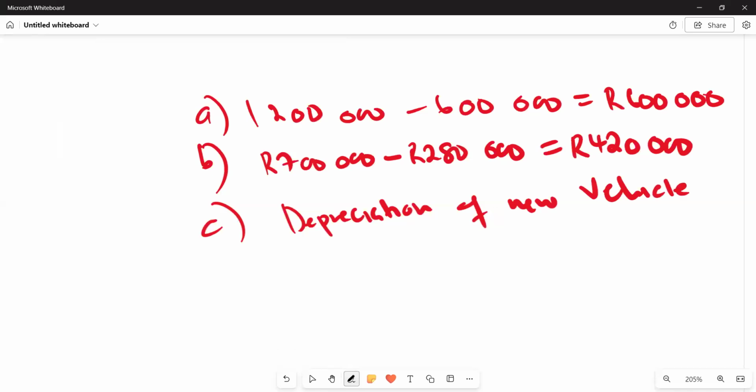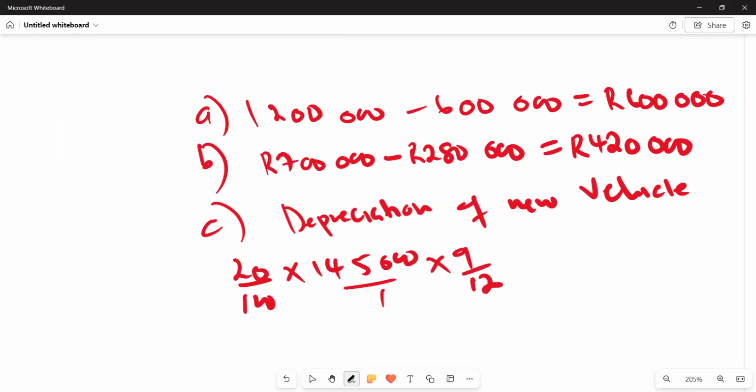So we are saying it's 20%, which is 20 over 100. We multiply by the 145,000 over 1, and then you multiply by the number of months stayed, which gives us 9 over 12. Remember, if you say 20% of 145,000, you're going to get the annual depreciation. Then you make a proportion of the number of months that it stayed there. Let's see what we get there. You're going to get your 21,750. So this is depreciation for the new vehicle.